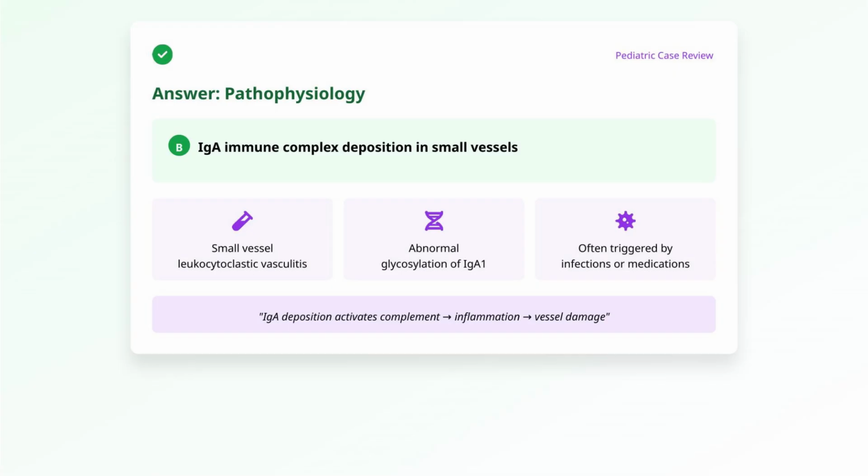The correct answer is B. Henoch Schönlein Purpura is characterized by immunoglobulin A immune complex deposition in small vessels. It's a leukocytoclastic vasculitis affecting small vessels with abnormal glycosylation of immunoglobulin A1. This process is often triggered by preceding upper respiratory infections or certain medications.